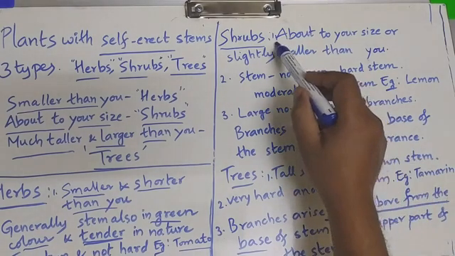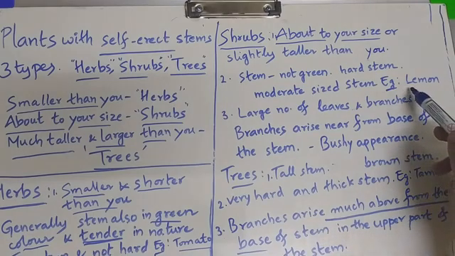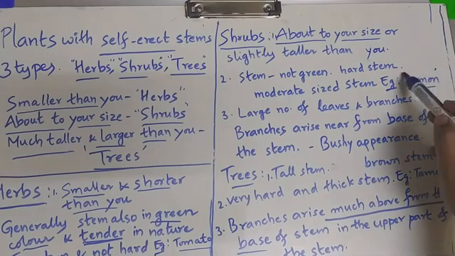Shrubs are about your size, almost equal to your size, or slightly taller or slightly shorter than you. Example, the lemon plant. Observe a lemon plant and you will come to know. It does not grow like a tamarind plant, and it is not like a tomato plant. It will be in the middle range size.